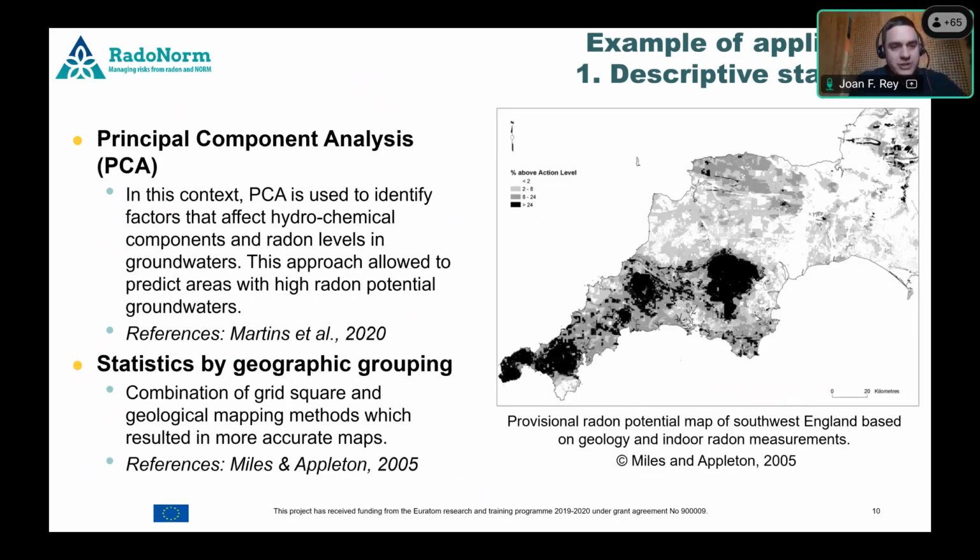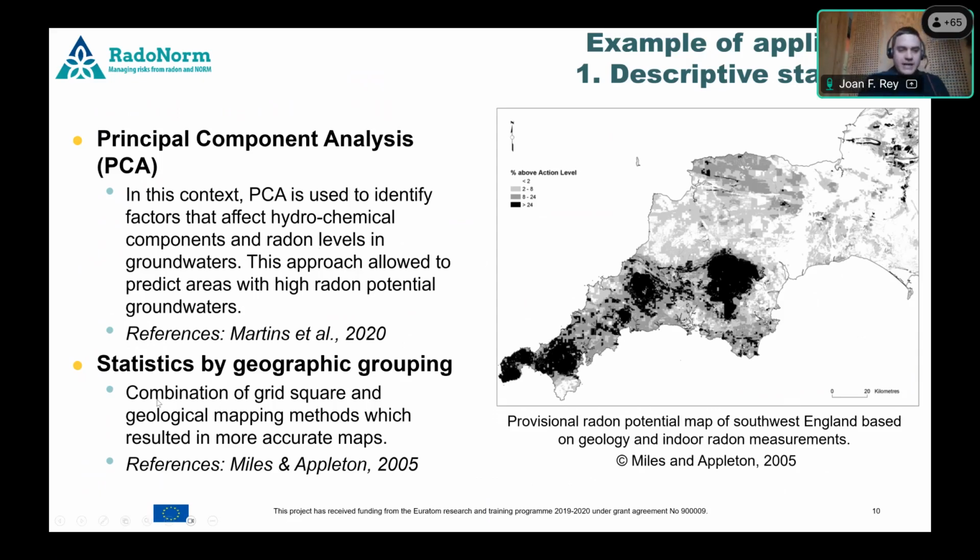Then we do have the principal component analysis. The PCA is a tool to reduce the information of many parameters to different axes, which will be summarizing different parameters. Here it has been used in a very specific context: to look at the factors that were affecting the hydrochemical components and radon levels in groundwaters. So this is an approach that allows predicting areas with high radon potential in groundwaters.